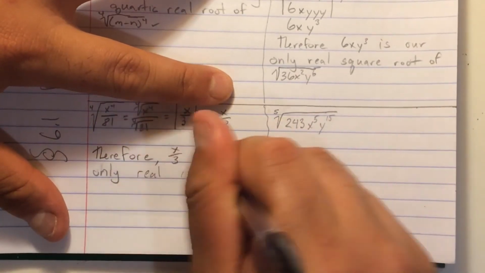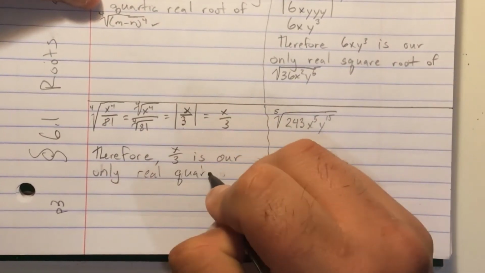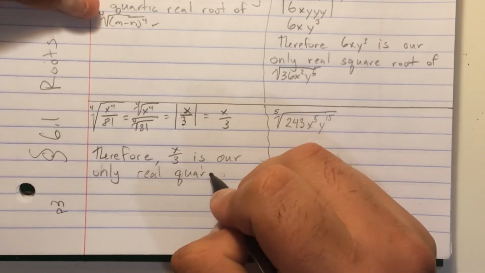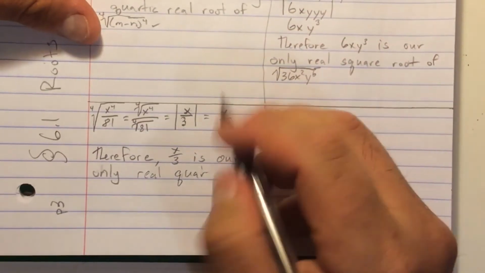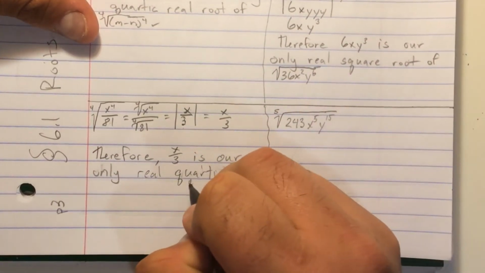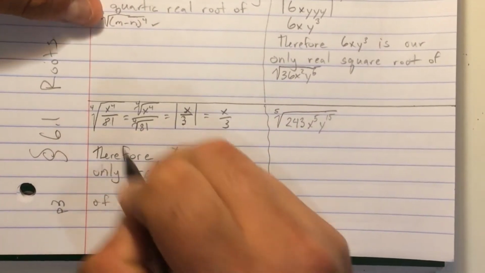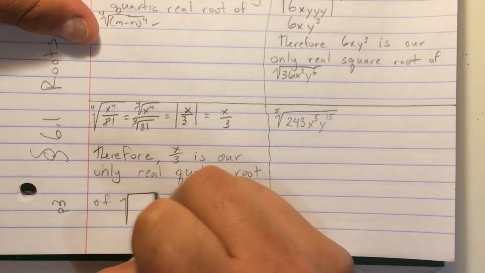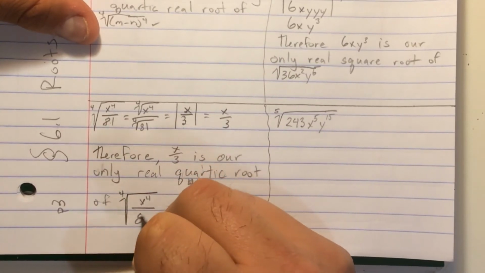Sorry. So it is a real root, but it's a real quartic root. Or if you want to write fourth root, you can. I was writing quartic root. I'll put fourth here if you want to put fourth instead. Fourth root of, and our original function was the fourth root of x to the fourth over 81.